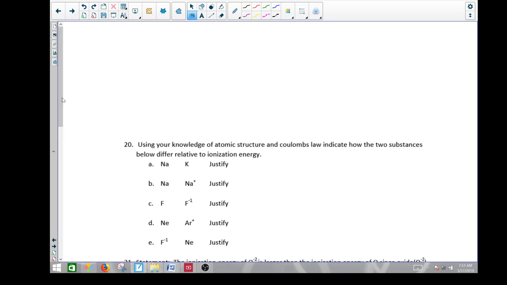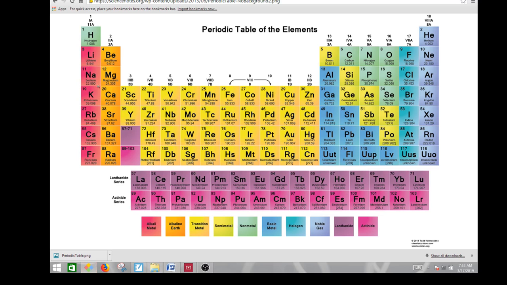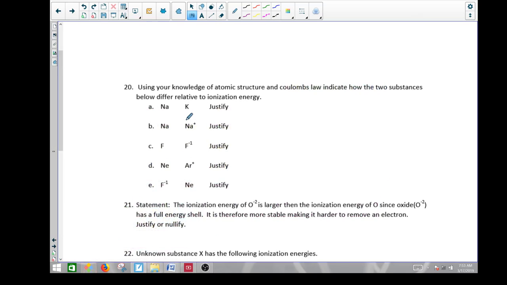All right, so using your knowledge of atomic structure and Coulomb's law, indicate how the substances below differ relative to ionization energy, so the energy needed to remove an electron. Again, energy level, number of protons, and number of electrons. Okay. So sodium and potassium. Find them on the periodic table. Potassium is bigger. In this case, we're looking to remove the outermost electron. So we're not removing the same electron.